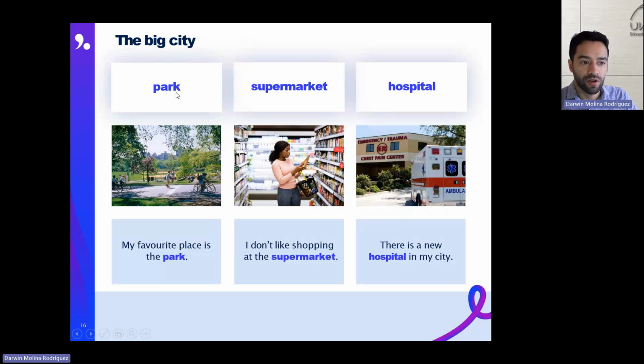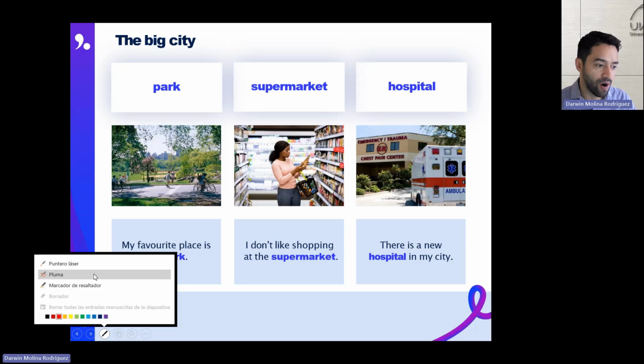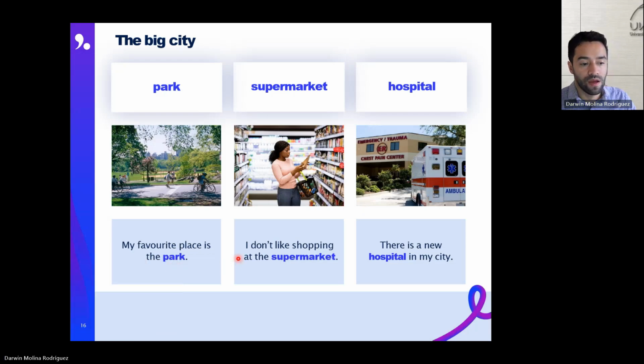The big city: park, supermarket, and hospital. My favorite place is the park. I don't like shopping at the supermarket. Some people like shopping. I don't like shopping. There is a new hospital in my city.